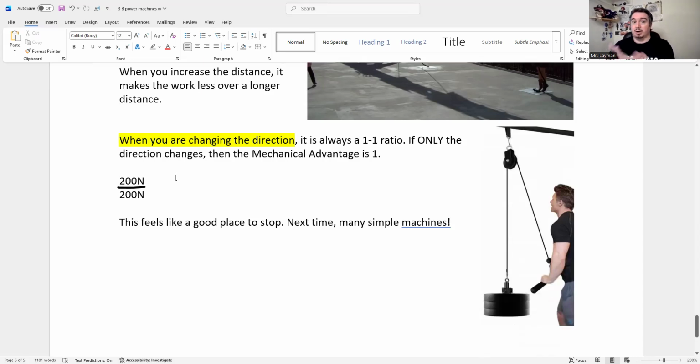We're going to talk way more about things like pulleys and levers and such in our next class. This feels like a good place to stop. We will do simple machines next time.